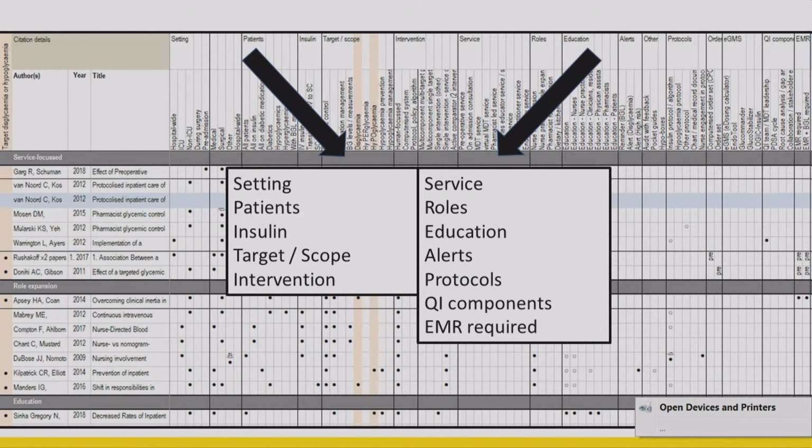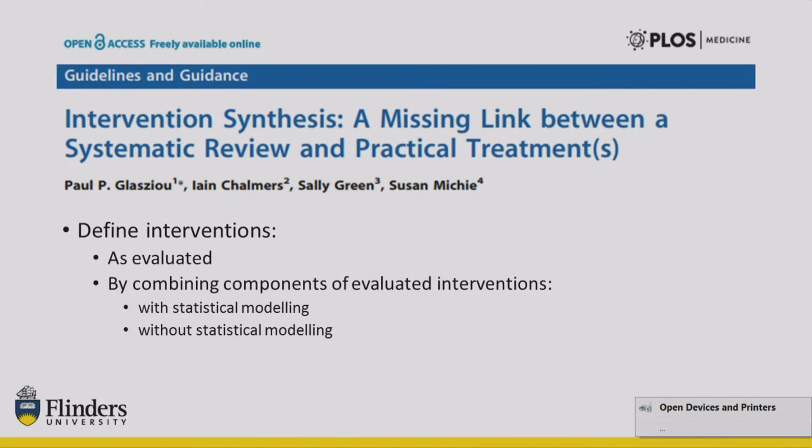Along the top, we've got categories describing the characteristics of both the studies and the interventions that were being evaluated in those studies. So setting, for example, is it based in the ICU? Was it non-ICU? Was it hospital-wide? Eligibility criteria for patients. Did it focus on insulin? And then a whole range of categories describing details of the intervention. So that's the basis for our intervention synthesis.